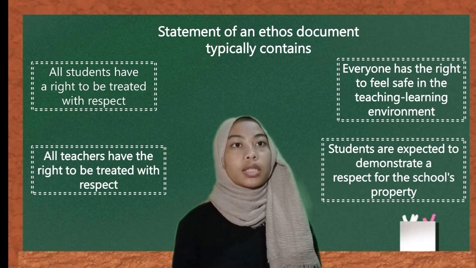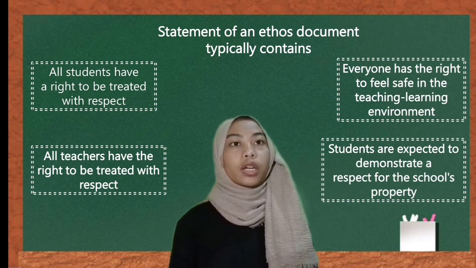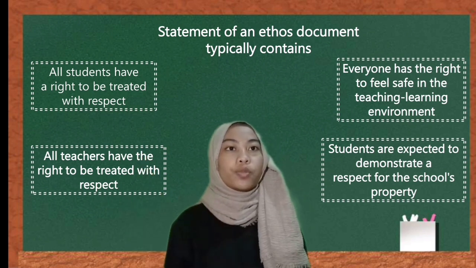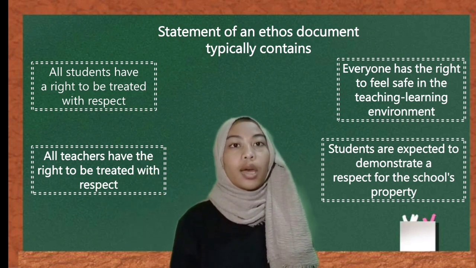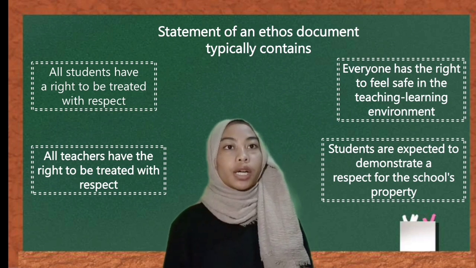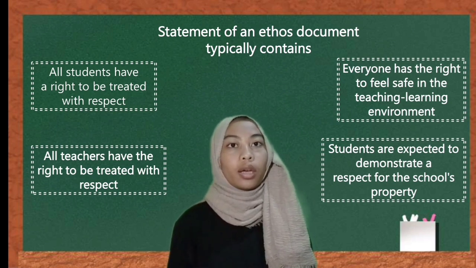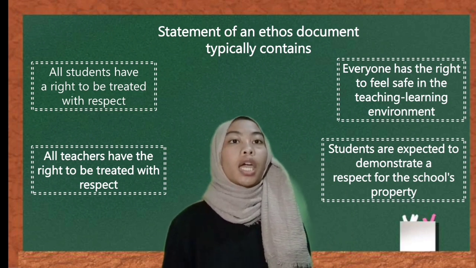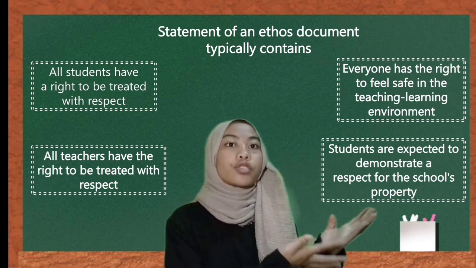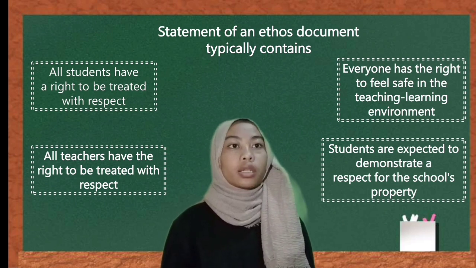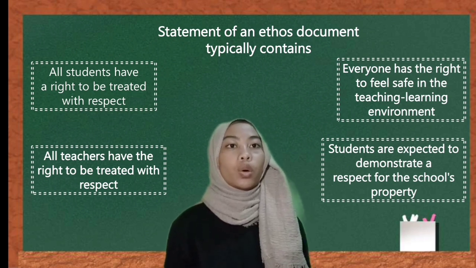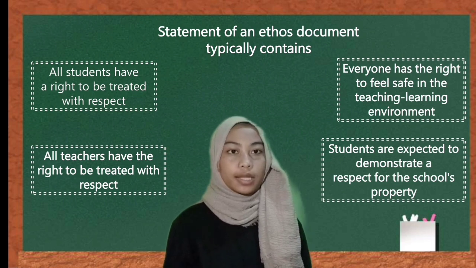According to Nita, a statement of an ethos document typically contains, like, the first is, all students have a right to be treated with respect. Two, all teachers have a right to be treated with respect. Three, everyone has the right to feel safe in the teaching learning environment. And the last, students are expected to demonstrate a respect for the school's property. A document like an ethos document should be developed with thought and maximum input from students.